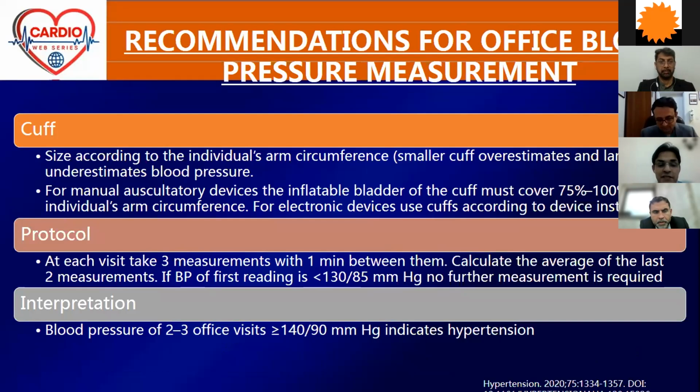Protocol: at each visit, take 3 measurements with 1 minute between them. Calculate the average of the last 2 measurements. If blood pressure of the first reading is less than 130/85, no further measurement is required.